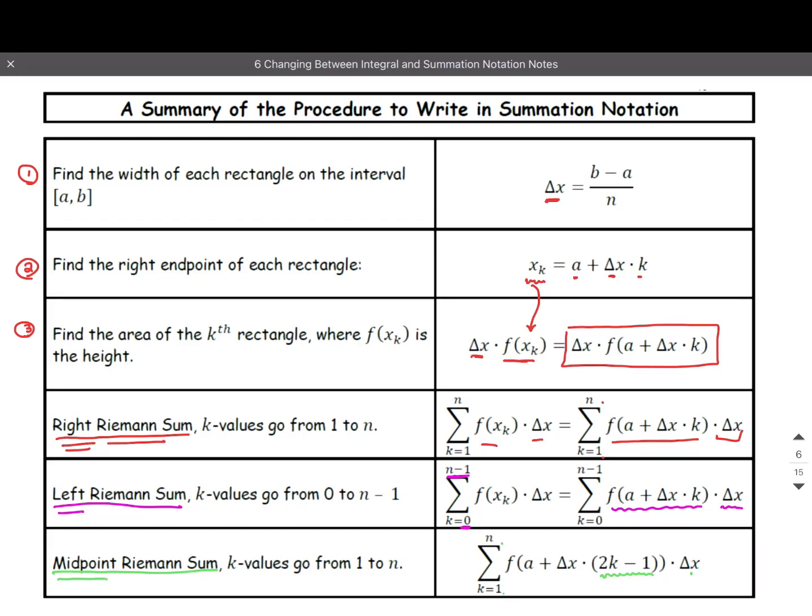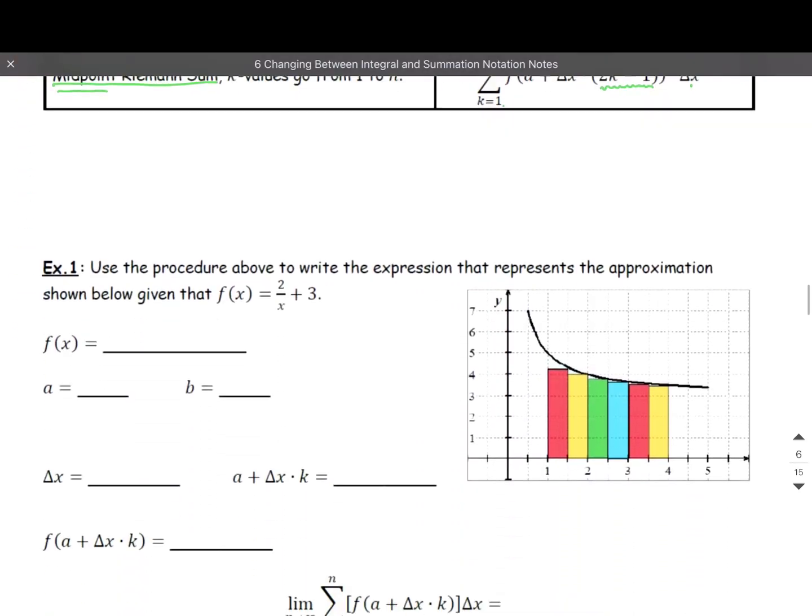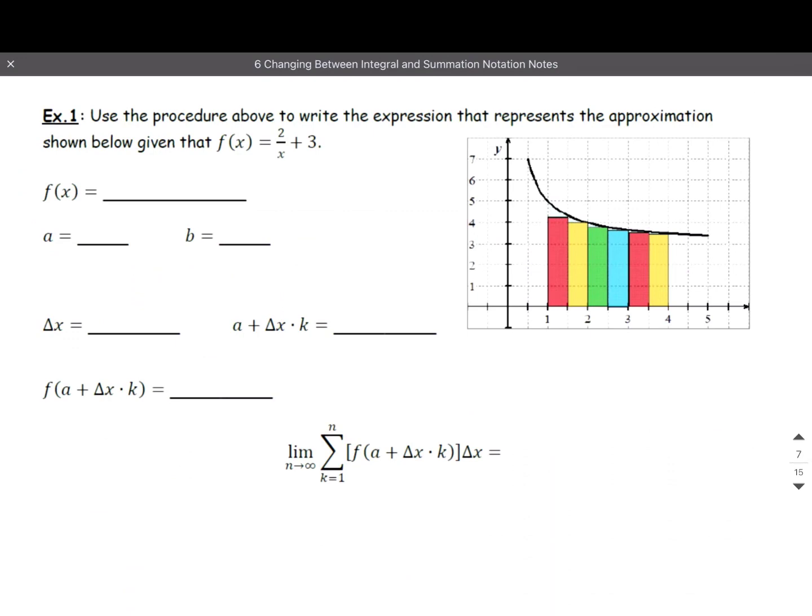Now let's see if we can actually apply this to a problem. So let's use the procedure above to write the expression that represents the approximation shown below, given that f of x equals 2 over x plus 3. Now, for the first few problems, I'm giving you this template here of things to look for to help walk you through the problem. So the first thing is I'm going to write down 2 over x plus 3. That's my f of x. Now I'm going to look at the picture.